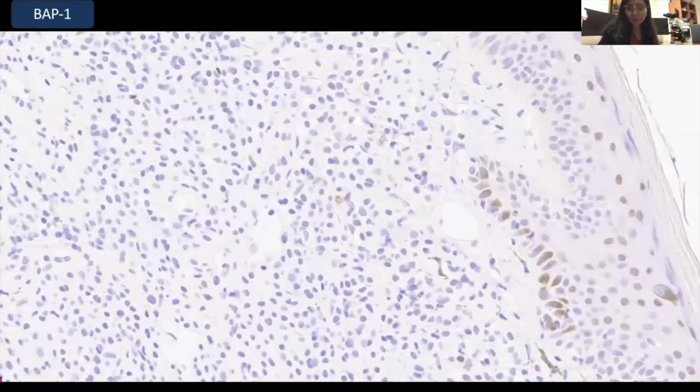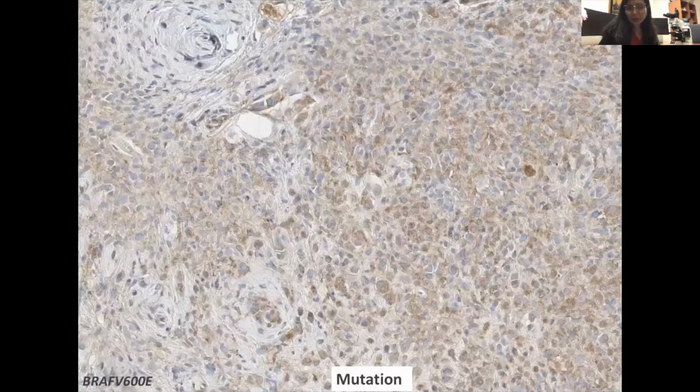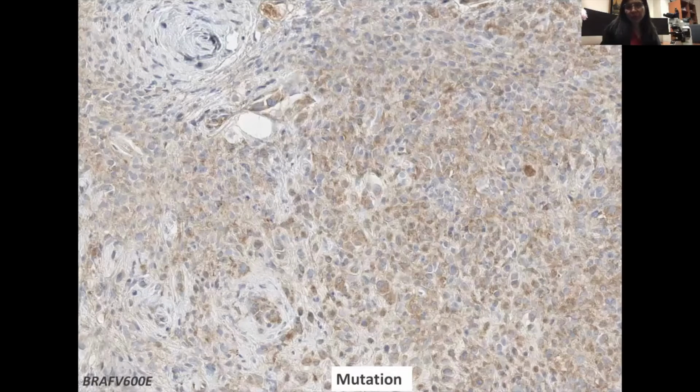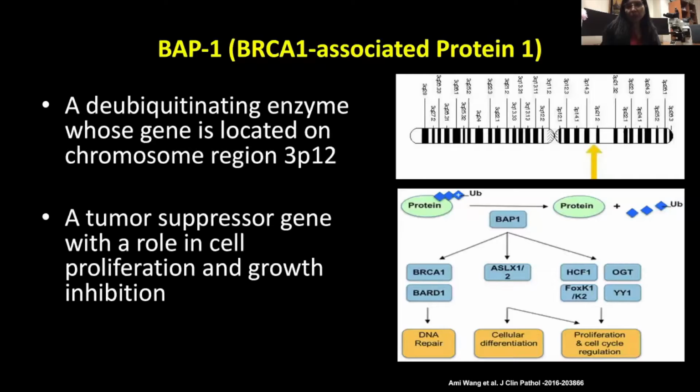So we did the BAP1 immunostain. Here we can see the internal control of nuclear expression of BAP1 in intraepidermal keratinocytes, but in all the melanocytes, what we are seeing is loss of BAP1 expression. Then we did the BRAF V600E immunohistochemical study, showing expression of that. That means these lesions show a BRAF V600E mutation. So the combination of this BRAF expression, loss of BAP1 expression, the growth pattern of the melanocytic lesion we just saw, and the patient history of multiple melanocytic lesions altogether favor a melanocytic nevus with BAP1 loss.